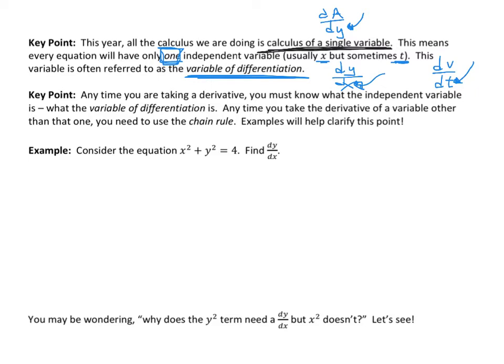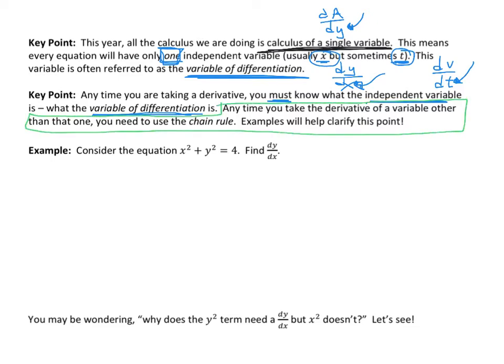Okay, now, next key point. Anytime that you are taking a derivative, you must know what the independent variable is. You must know what the variable of differentiation is. Again, it's usually going to be x, it's usually going to be t, but you got to know what it is before you take the derivative. And this next thing right here, this is the whole lesson. This is the whole lesson summed up in one sentence.